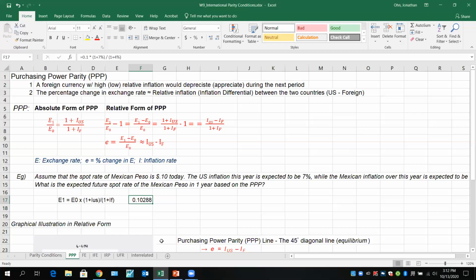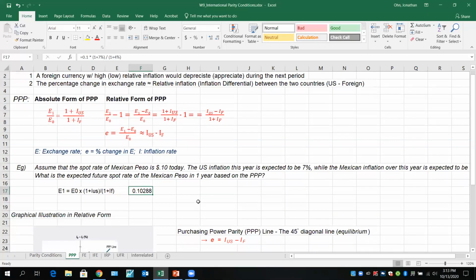Today's exchange rate for the Mexican peso was 10 cents per Mexican peso. Now, because of the lower relative inflation, it is expected to appreciate in the next period. So you see it, right? 0.1029 dollars per Mexican peso, that is the appreciated rate. Okay, it's easy, right?